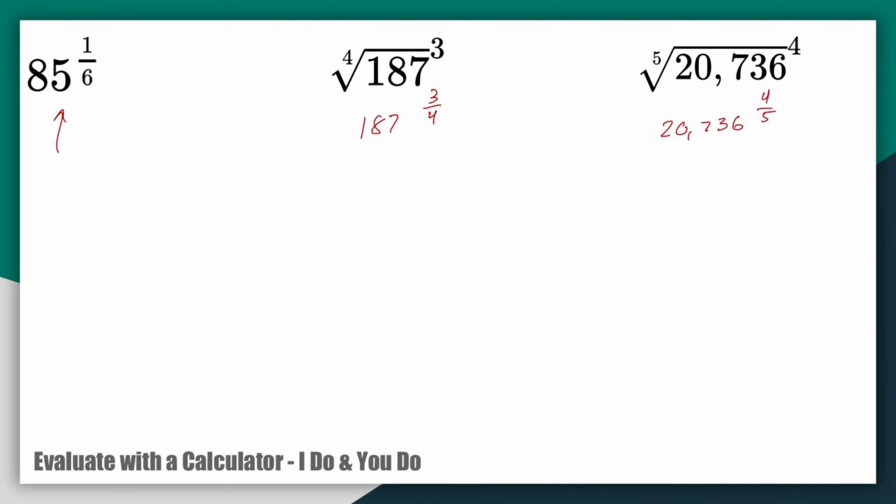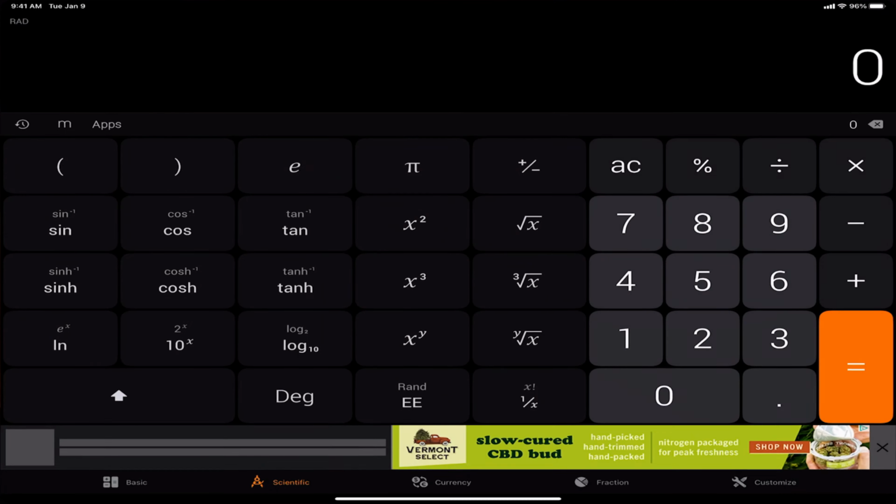Okay. Now, I would get out your calculator for these. I know it says "I do" and "you do," so I'll have you do the last one on your own, and I'm going to do the first 2 with a calculator. All right, let me see if I can get this calculator up.